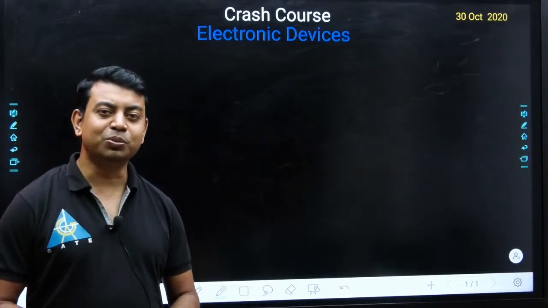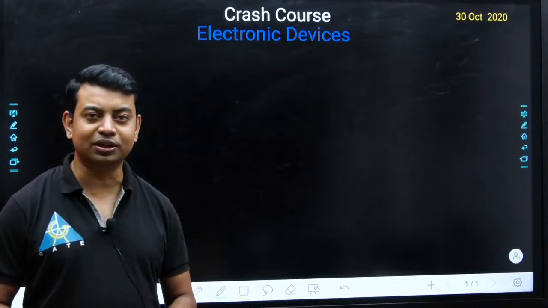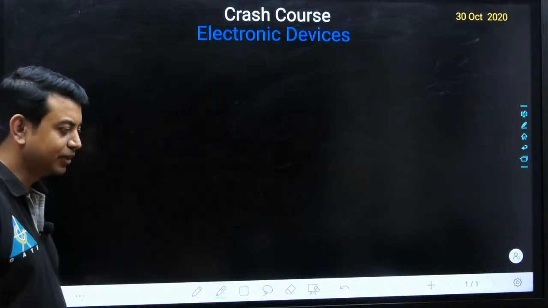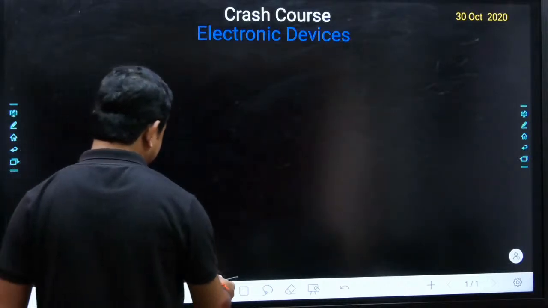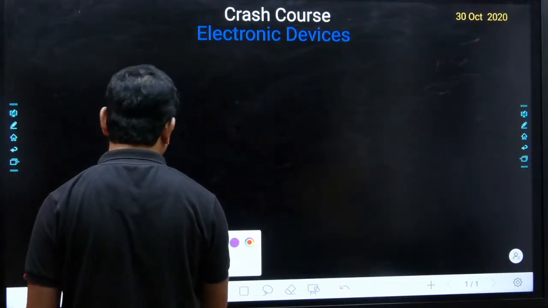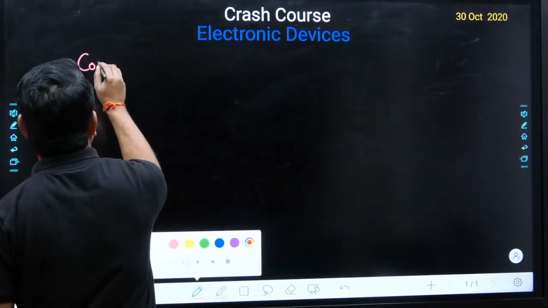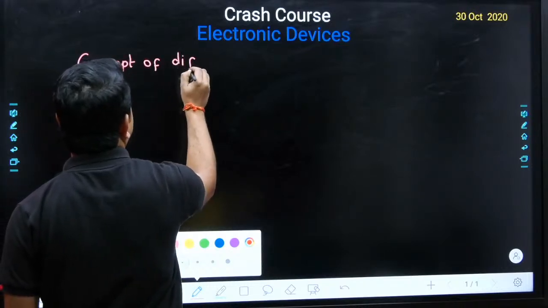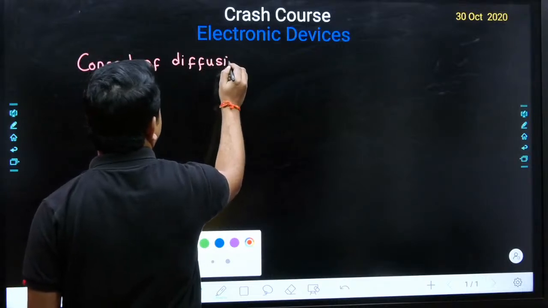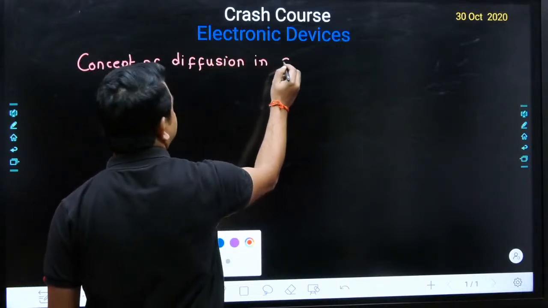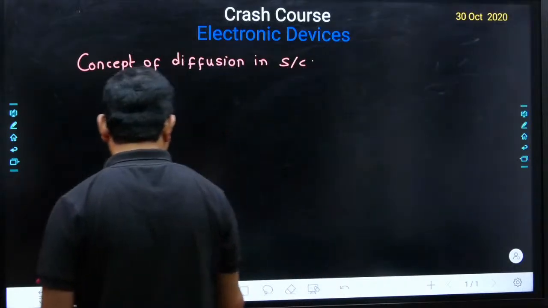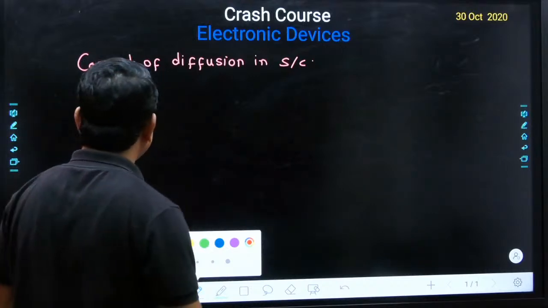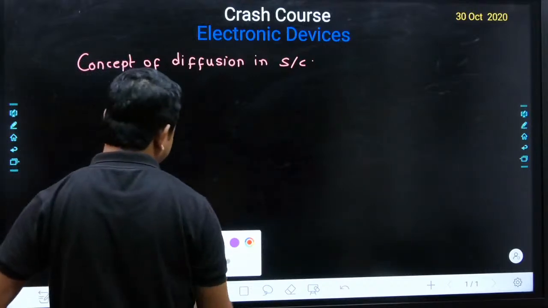So we have so many confusions on diffusion also, and we are going to deal with diffusion slowly, and then we are going to deal with low level injection. Okay. So I am going to start from the concept of diffusion in semiconductor. This is today's agenda. Then we are going to deal with the particular point, that is low level injection. So what is the concept of diffusion?